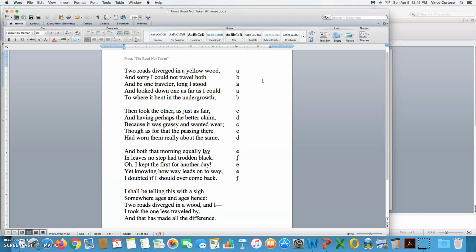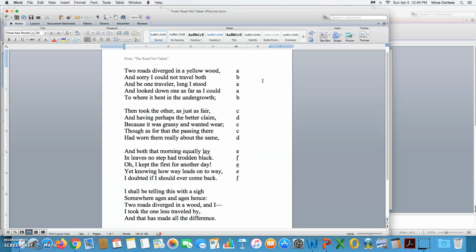And then the rest of these really are end-stop. Long I stood, looked down one as far as I could to where it bent in the undergrowth. While there is still a continuation of that thought, there is at least some kind of pause or end of the ideas when we do come to those.